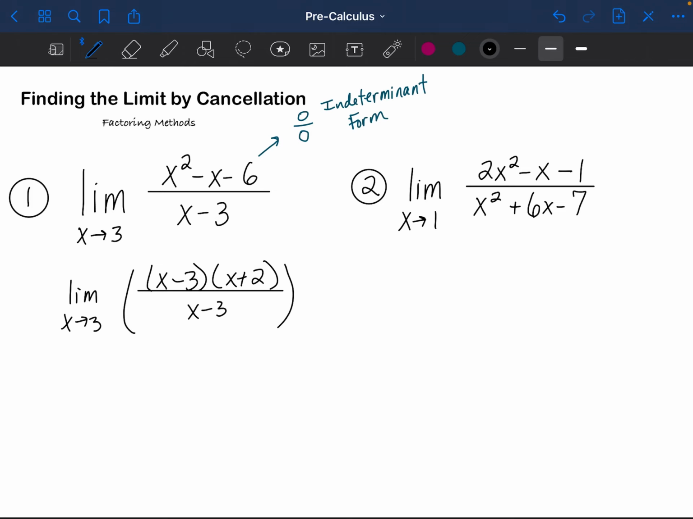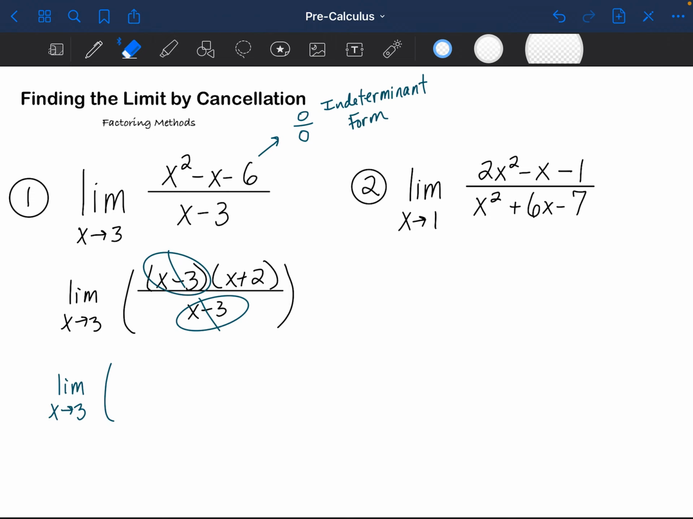And what do you know? Right away, you can see that we have an x minus 3 in the numerator, an x minus 3 in the denominator, so we can chop chop, and this limit is the same as the limit as x approaches 3 of x plus 2. Whoa, got rid of the fraction. There we go. Now we can plug in 3. 3 plus 2 equals 5, and there's our limit.